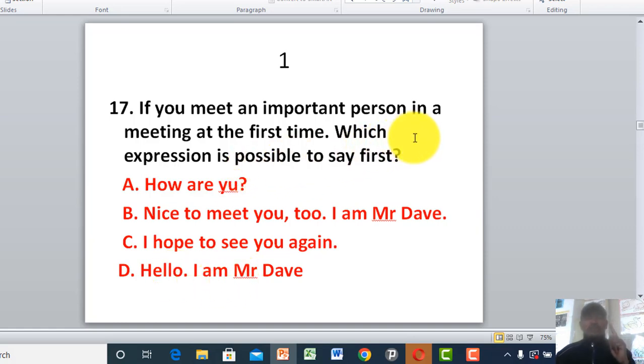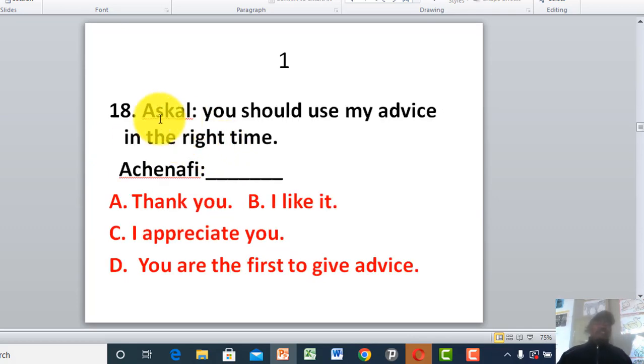So if you meet a person in a meeting, this is a kind of situation. If the situation is a meeting, conference, symposium, exhibition, college, or university, then the way of introduction is formal: introducing oneself. Right? Great, let's pass to question number 18.